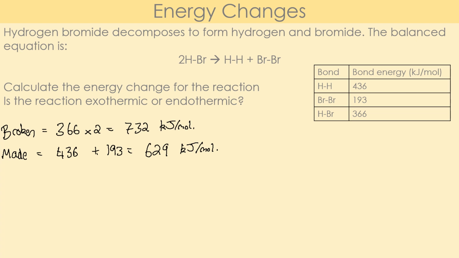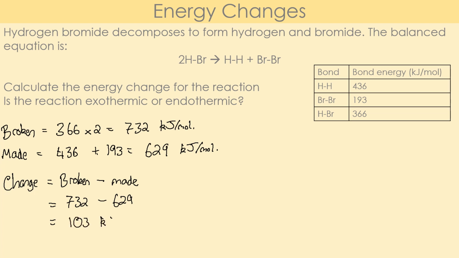I can now work out my energy change. So I'm going to do my bonds broken, take away my bonds made. So my change equals my bonds broken, which is my 732, take away my bonds made, 629. So I do 732, take away 629. I get an answer of 103 kilojoules per mole.